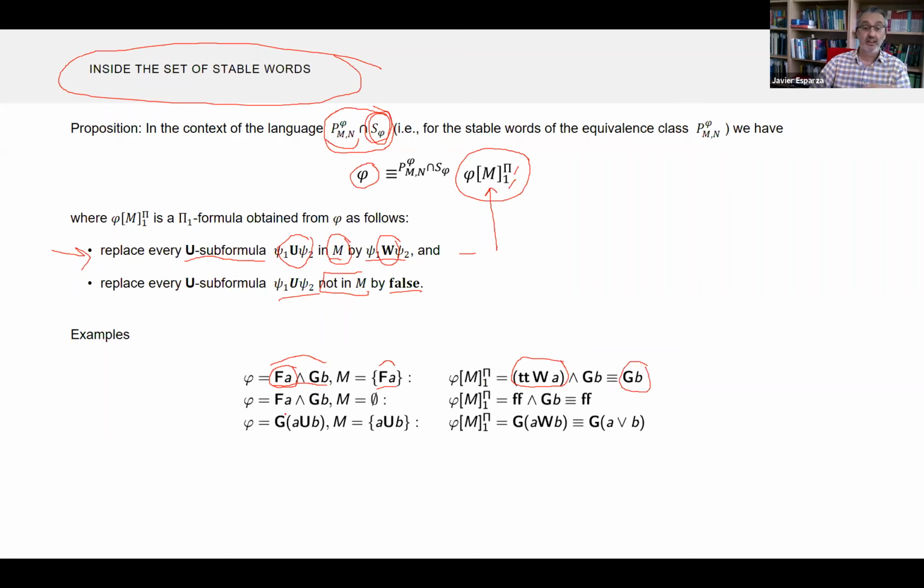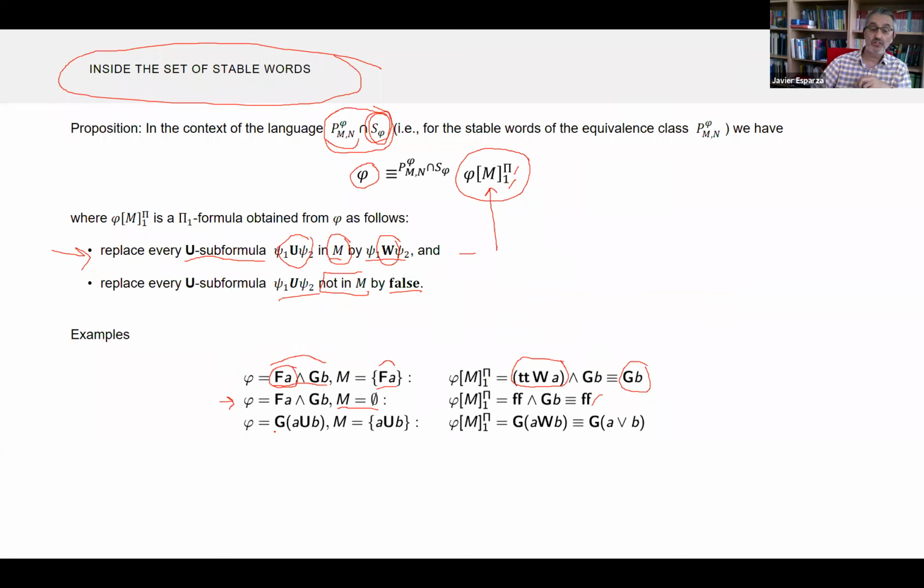Now imagine that we have this formula again, and now I tell you, okay, what is the information I am giving you by telling you that M is the empty set? Well, first I am telling you that FA does not hold infinitely often. And remember that we are talking about stable words. This means I am telling you actually that FA never holds. If I am telling you that FA never holds, then how are you going to make this formula hold? Well, it's impossible. So we have that this formula is equivalent to false.